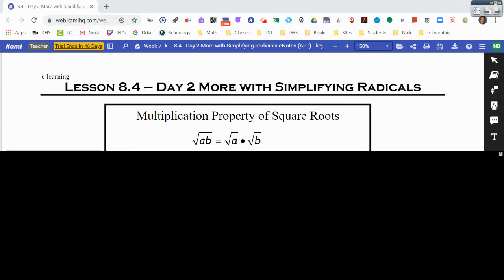So yesterday, we talked about this multiplication property of square roots. We took this one radical and we were able to break it apart into a perfect square number times a non-perfect square number. So that's the multiplication property of square roots.